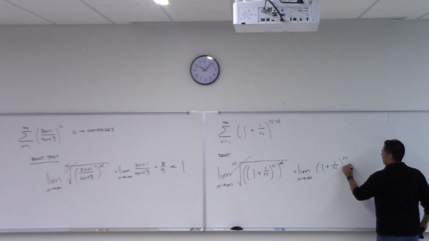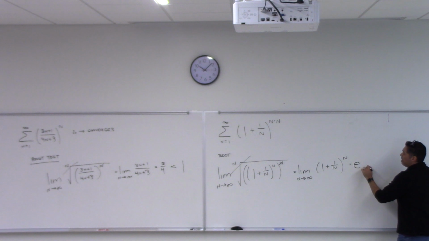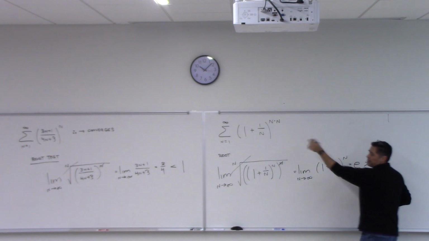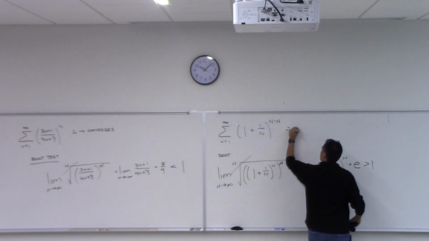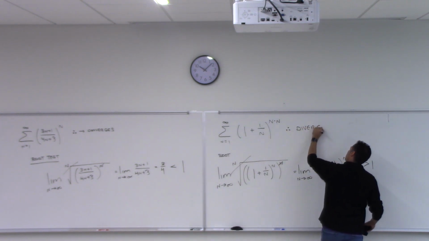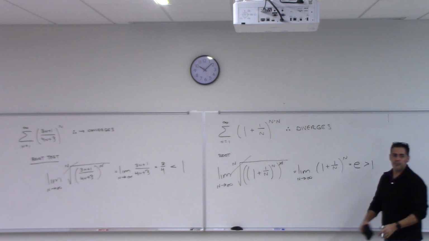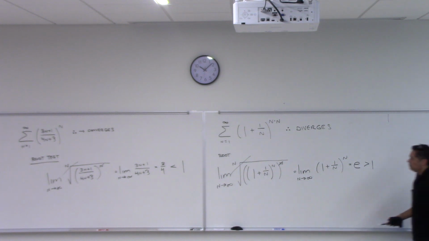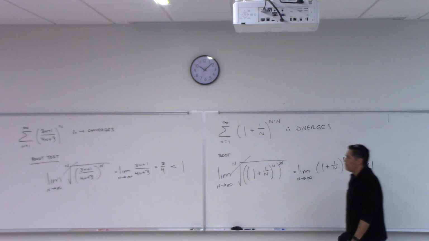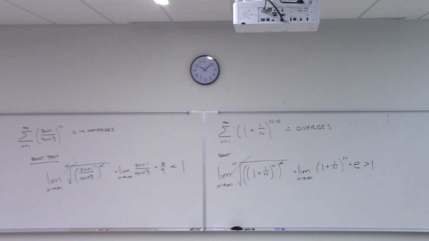And this is e. And e is bigger than 1, so this one. Therefore, it diverges. Okay? All right, we are done, I think. Yes, we are done with chapter 8, section 4, and we're ready to jump into section 5.